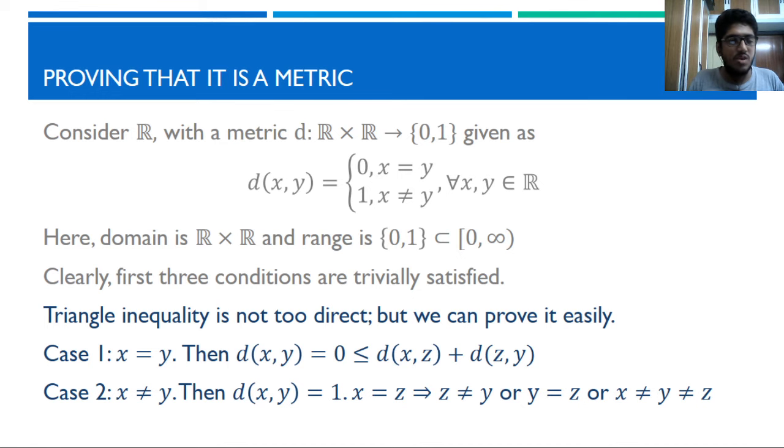In the second case, you have x not equal to y. Then d of x comma y will be equal to 1. So in this case, there are three subcases. One, if x is equal to z, then since x is not equal to y, z is not equal to y. So d of x comma z will be equal to 0, d of y comma z will be equal to 1. Hence 1 is less than or equal to 1. Or if y is equal to z, since x is not equal to y, x is not equal to z. Same case repeats. Or if x, y and z are all distinct, then we will have 1 less than or equal to 2.